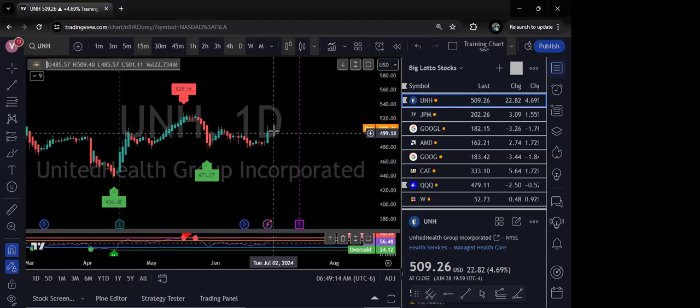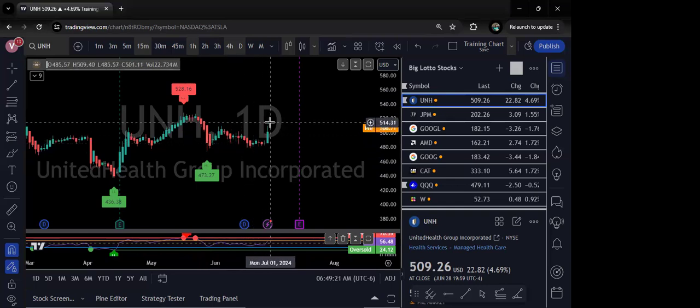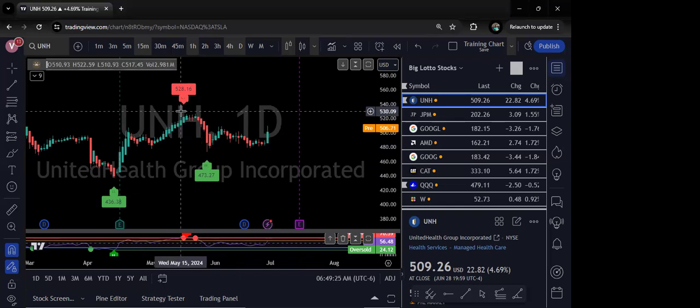So UNH is attempting again. This was a higher low. It was going sideways, and now we need to break above this level and go to 528. And again, it needs to break above 535.